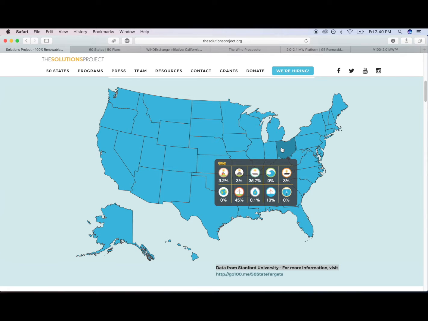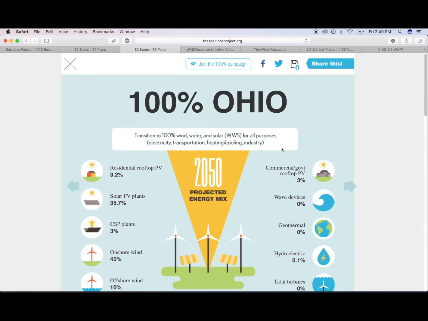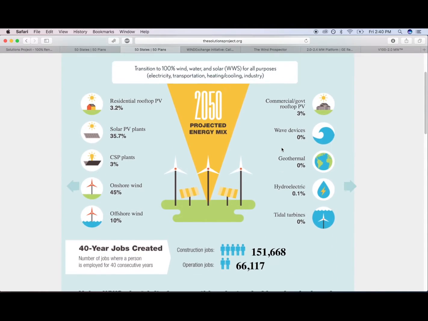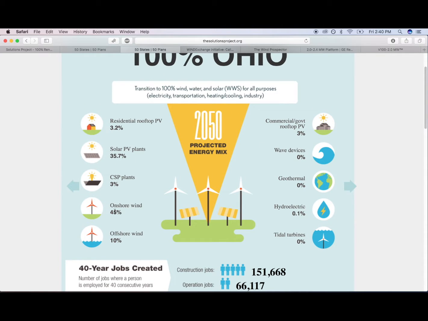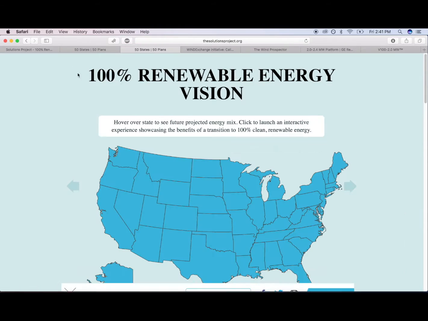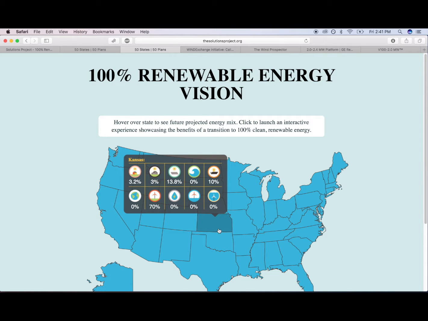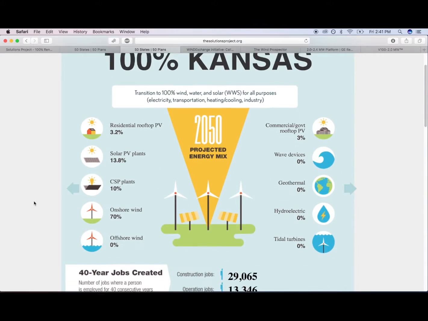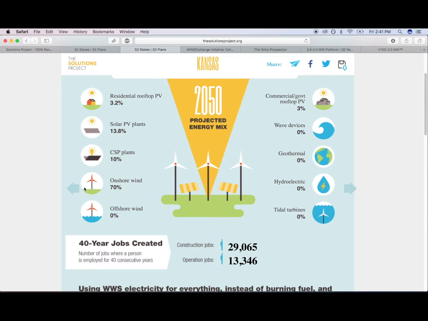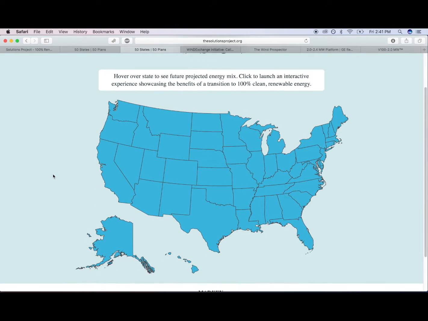But if you click on each one of these states, they can give you a sense. So they're thinking in Ohio that Ohio has pretty good wind resources, and that I could probably generate 55%, or it would make sense to generate 55% from wind. If we go out to a place like Kansas, they have even better wind resources, and they're going to be generating a lot from wind.